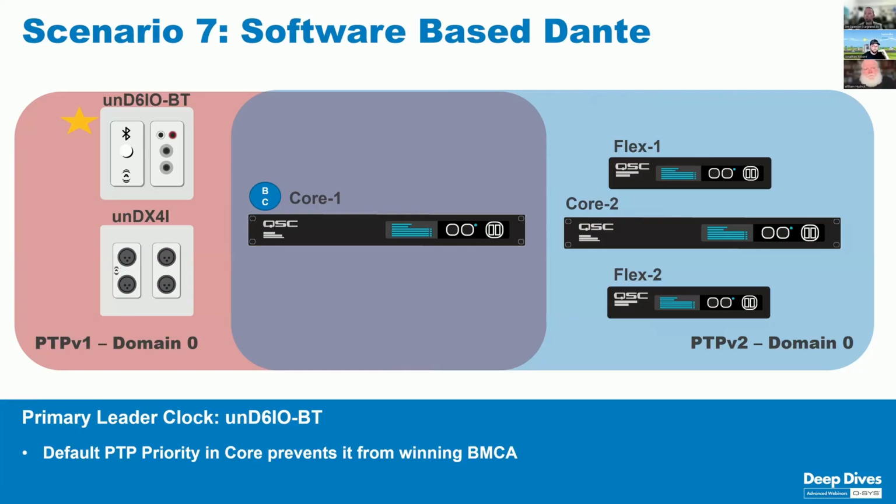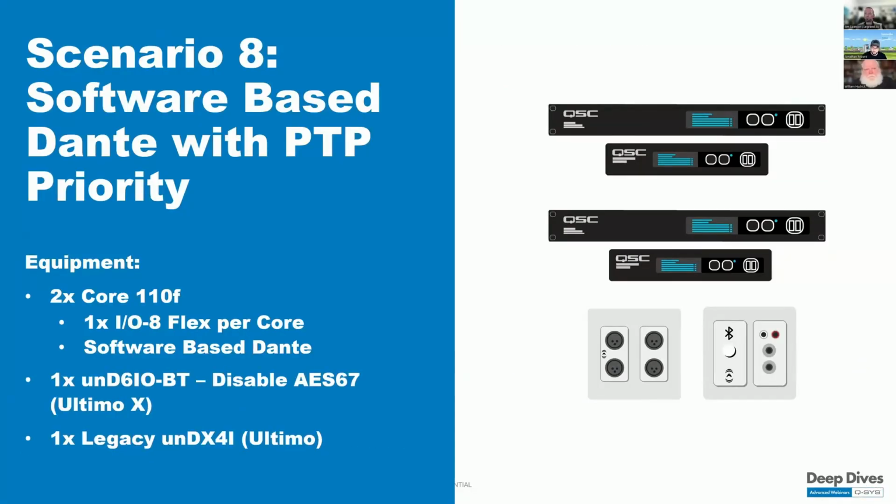So that Bluetooth wall plate had the lowest MAC address of all of the devices that can be a clock leader. Okay, so that's why that wall plate was selected. Okay, now one more scenario.